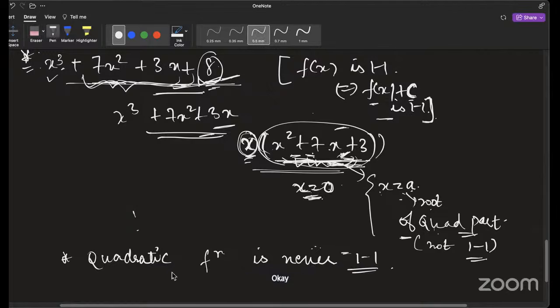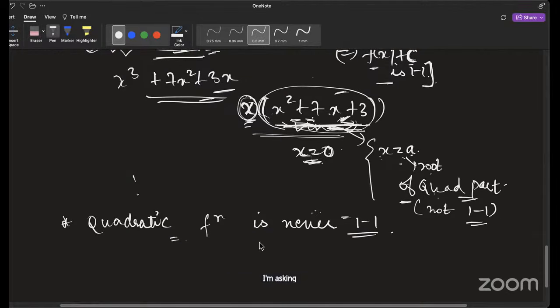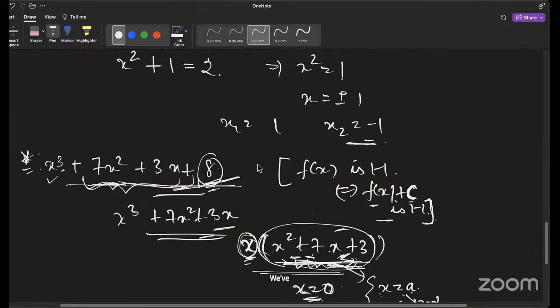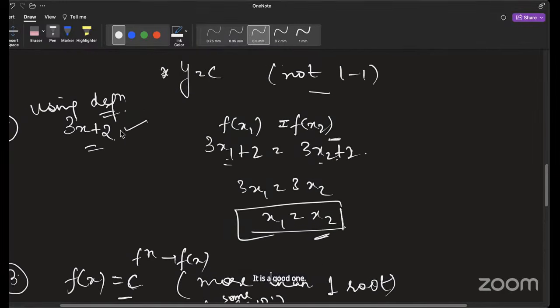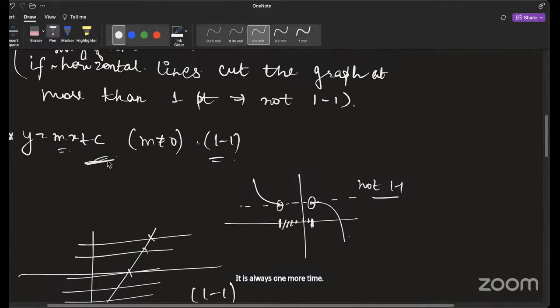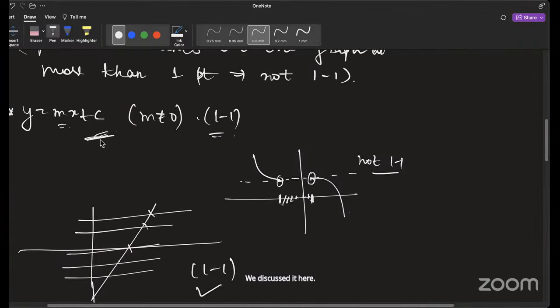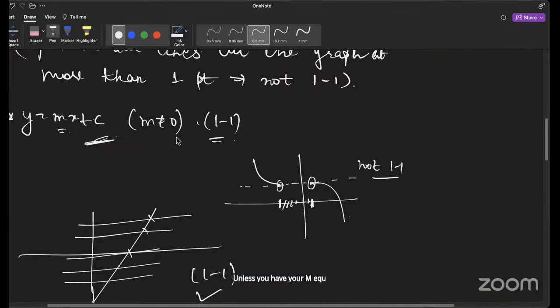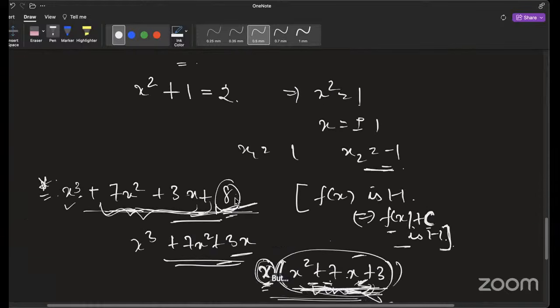Quadratic functions are not always 1-1. I'm asking, if we have a linear equation, then is it 1-1 or not? We've already discussed the linear part here. It is always 1-1, unless your m is 0. Just make sure that your m is not 0.